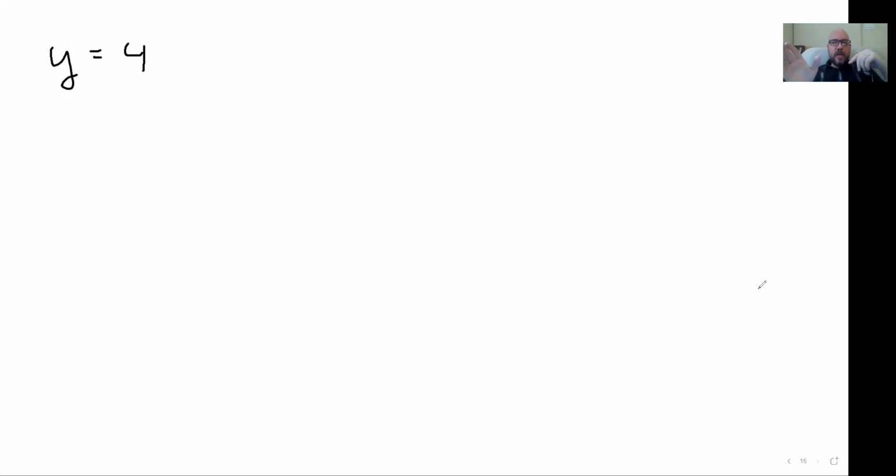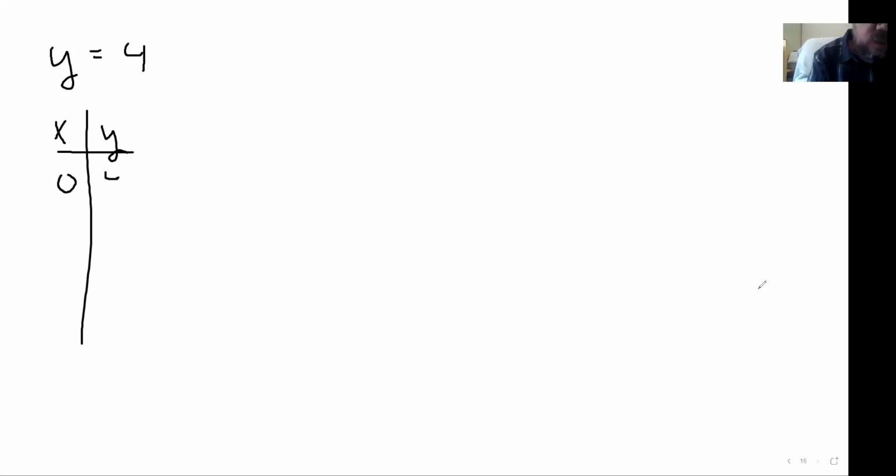So what I'm going to do is make an XY chart for this line, using the idea that all I know about the line is that for all the points on it, y is 4. Every point on this line has y equals 4. So since I don't have any x's in the equation, x can be whatever I want. So if x is 0, well, then y is 4. If x is negative 3, y is 4. What if x was 1? Y would be 4.